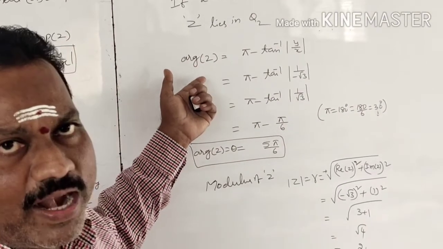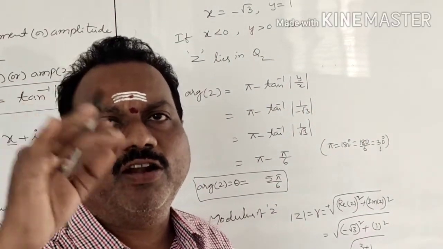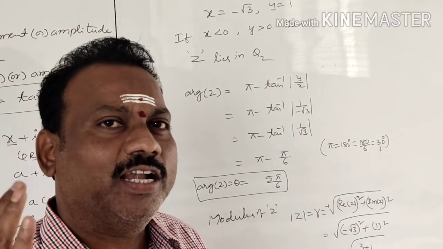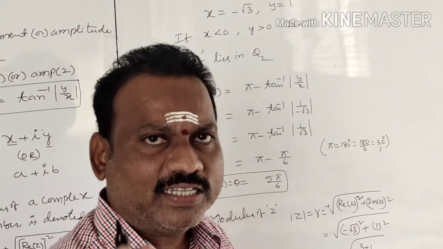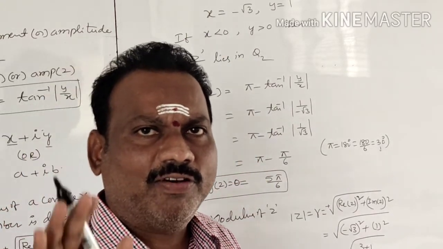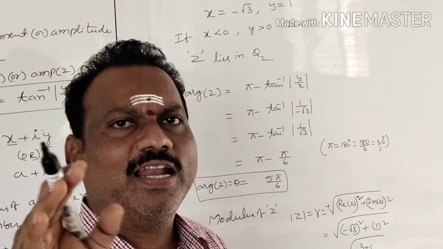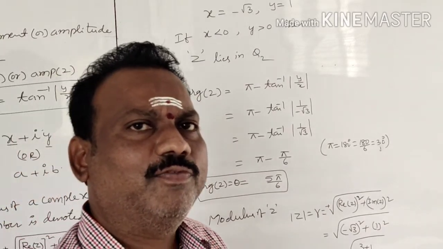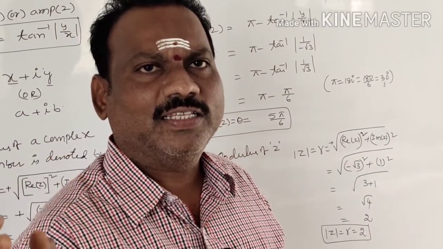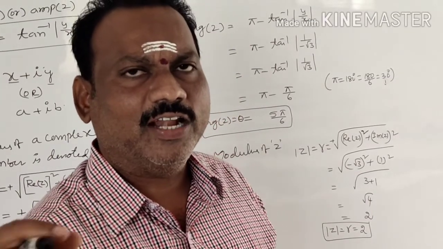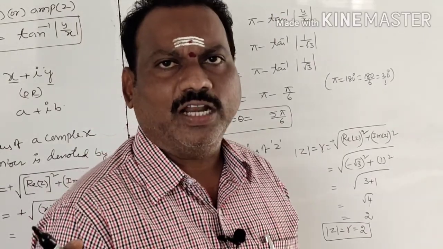Like you have to calculate argument, first you have to check which quadrant it is in, because argument is different in different quadrants. So you just recall it: if it is in first quadrant, theta is equal to tan inverse mod of y by x. If it is in second quadrant, pi minus tan inverse mod of y by x. If it is in third quadrant, minus pi plus tan inverse mod of y by x. If it is in fourth quadrant, minus tan inverse mod of y by x. How it changes from quadrant to quadrant, I already showed and told in the previous videos also. You just go through that, you can understand, students, right?